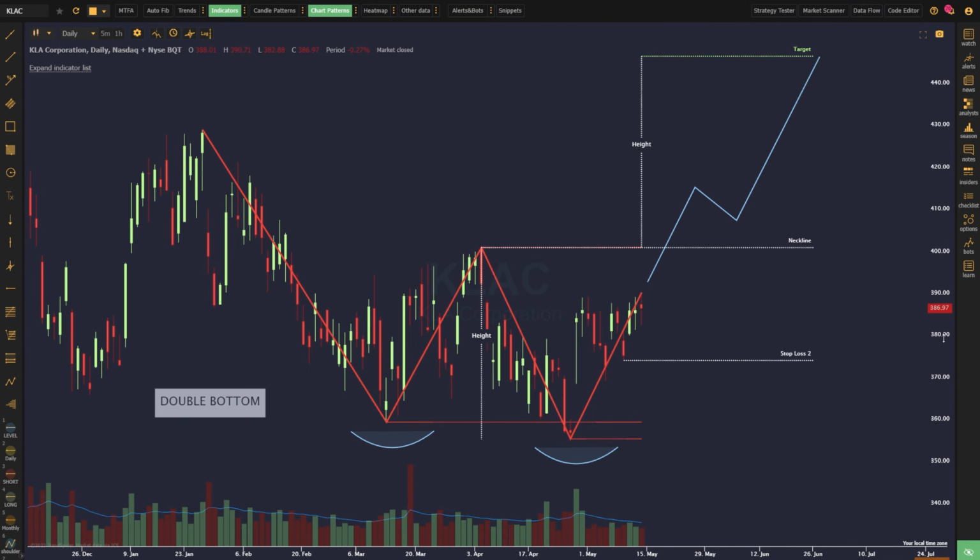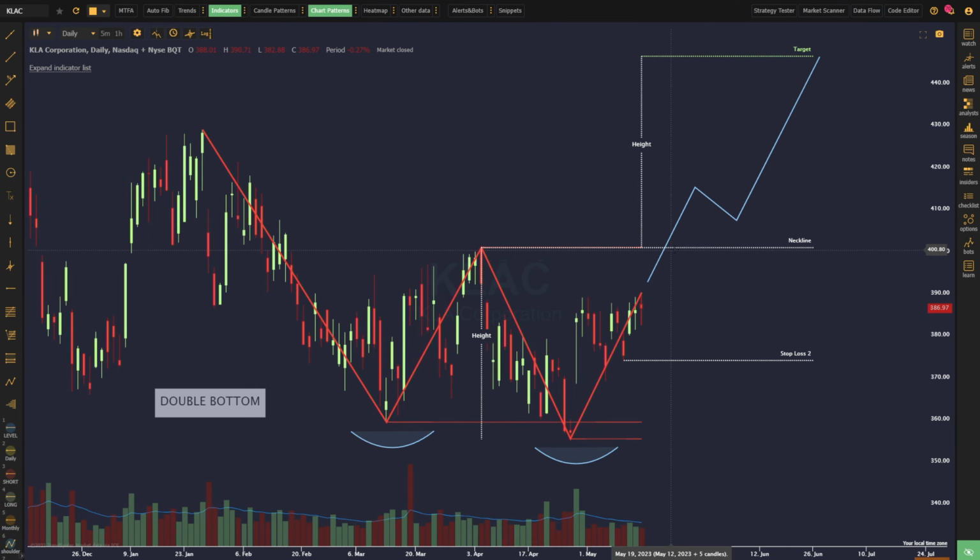Double bottoms are the opposite of double tops. They consist of 2 nearly equal lows with a moderate peak between them. A resistance line called the neckline connects the 2 highest points between the troughs, and they typically form at the end of a downtrend, signaling a possible trend reversal.